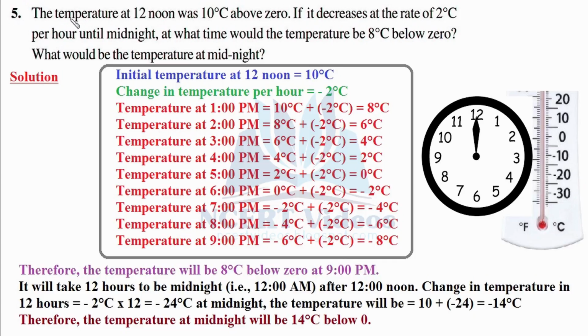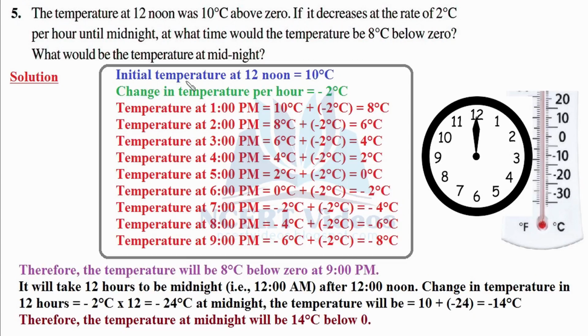Question 5. The temperature at 12 noon was 10 degrees Celsius above 0. If it decreases at a rate of 2 degrees Celsius per hour until midnight, at what time would the temperature be 8 degrees Celsius below 0? What would be the temperature at midnight? So the question is, the initial temperature we are given is at 12 noon, exactly when the clock is here. You don't call it afternoon or morning, it is noon, exactly at 12. The temperature is 10 degrees Celsius.